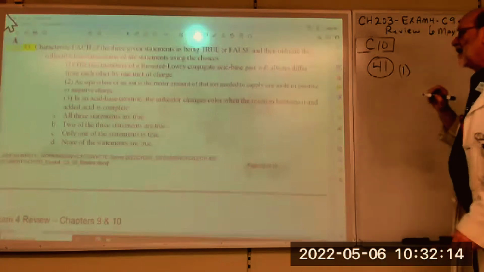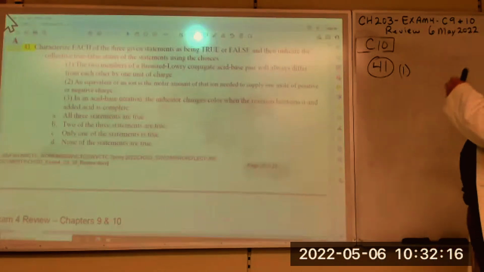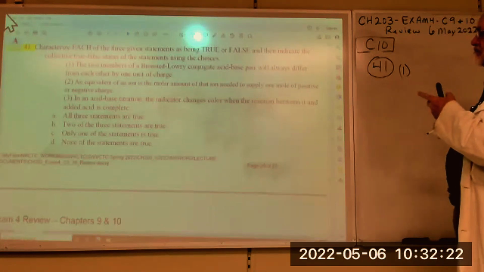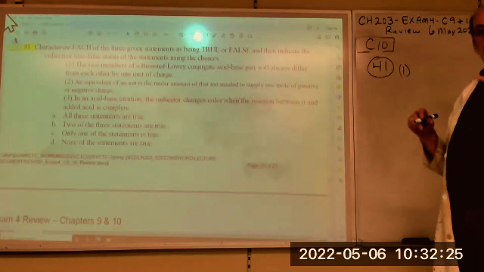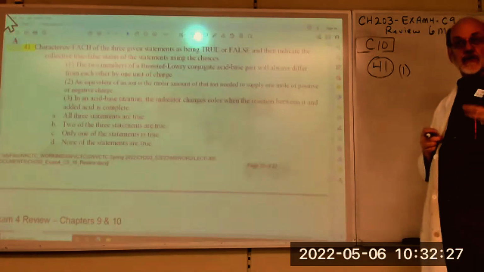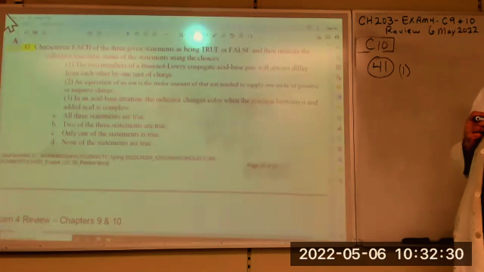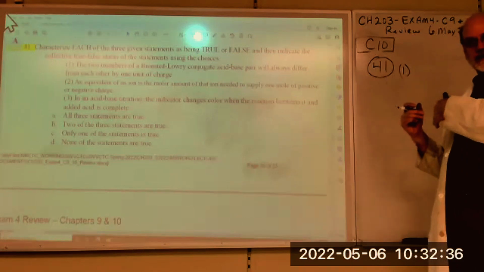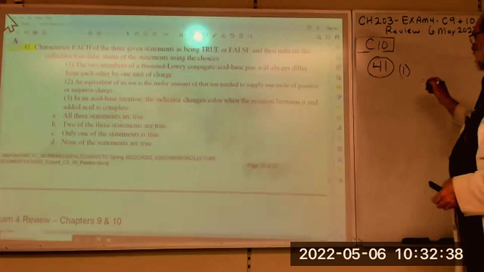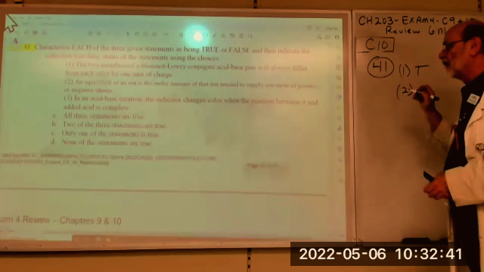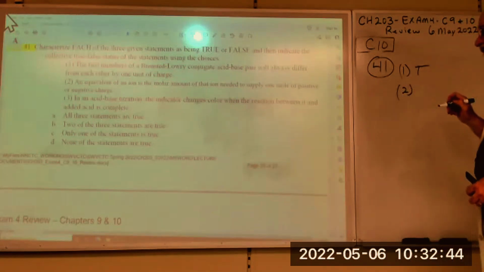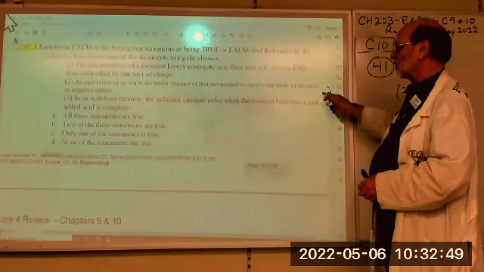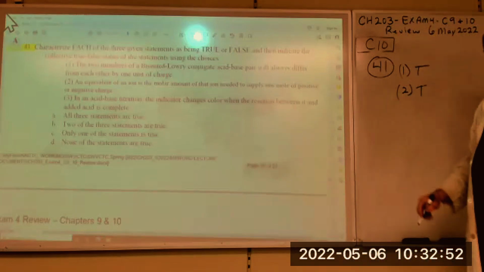1. The 2 members of a Bronsted-Lowry conjugate acid-base pair will always differ from each other by 1 unit of charge. Yes, because when you lose a proton, it leaves electrons behind. And that means a negative charge between the acid and the base, 1 negative charge. So that's true. An equivalent of an ion is the molar amount of that ion needed to supply 1 mole of positive or negative charge. That's a definition. That's an equivalent.